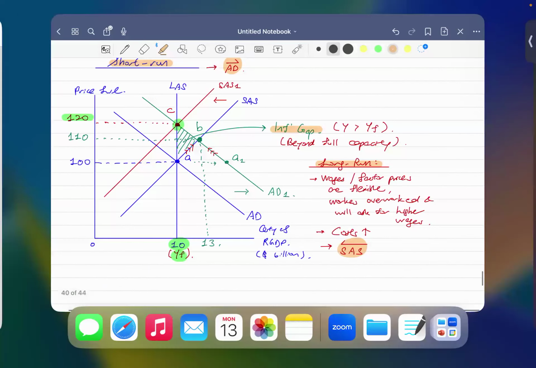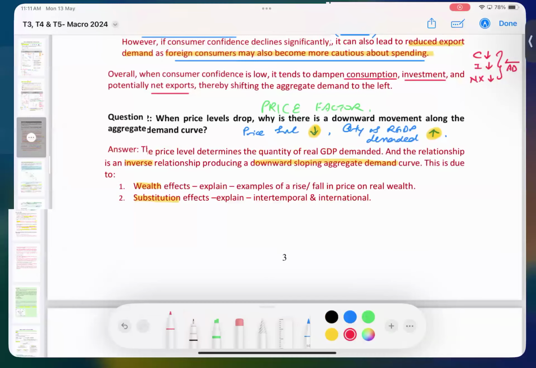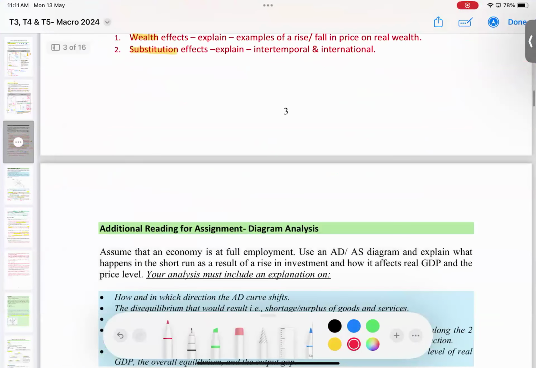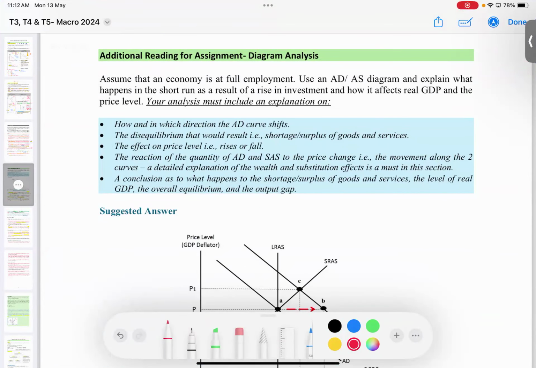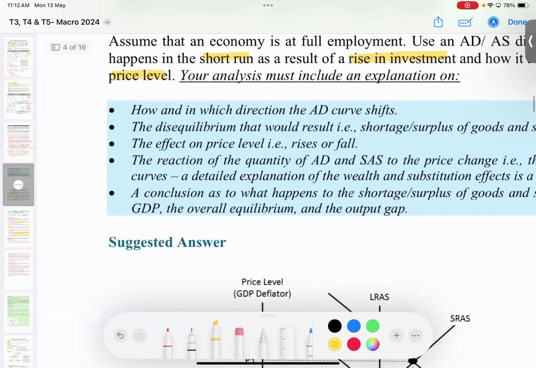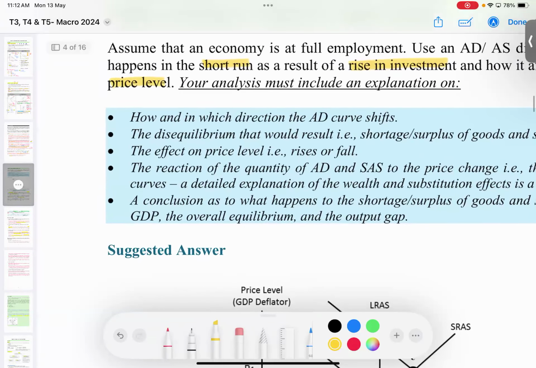Okay, let's have a look into this one. Here I provide you one extra question. Assume that an economy is at full employment. Use the AD-AS diagram and explain what happens in the short run as a result of a rise in investment, and how it affects the real GDP and the price level. Okay, so I give you tips on what you need to write.